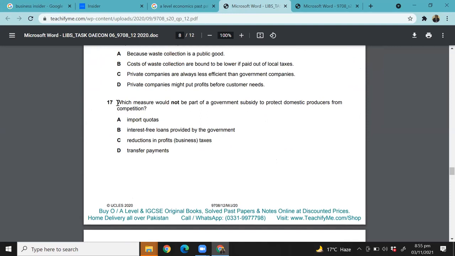Okay, now which measure would not be part of a government subsidy to protect domestic producers from competition? Which measure would not be part of the government subsidy to protect domestic producers from competition? Import quotas, interest-free loans provided by the government, right? Reduction in profit business taxes, transfer payments. What would not be part of the government subsidy to protect domestic firms from competition?